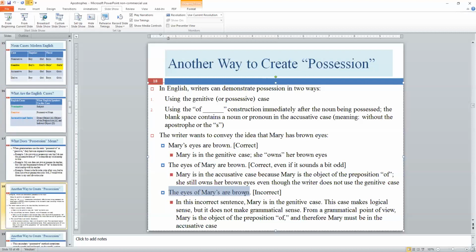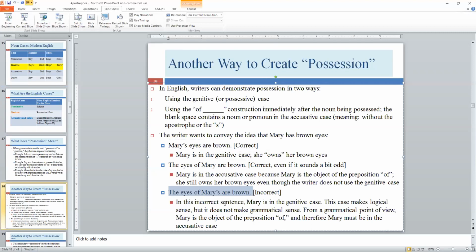Let's look at this example, because this is something that many times people inadvertently stumble into. And they might say, the eyes of Mary's are brown. What has happened here is that the writer has combined the genitive case up here with this of blank construction. They've kind of made it double possessive. But we know that of is a preposition, so the object of the preposition can't be in the genitive case. This is incorrect. So we can either use this construction or this construction, but we can't conflate the two. It's going to be wrong. So watch out for this.